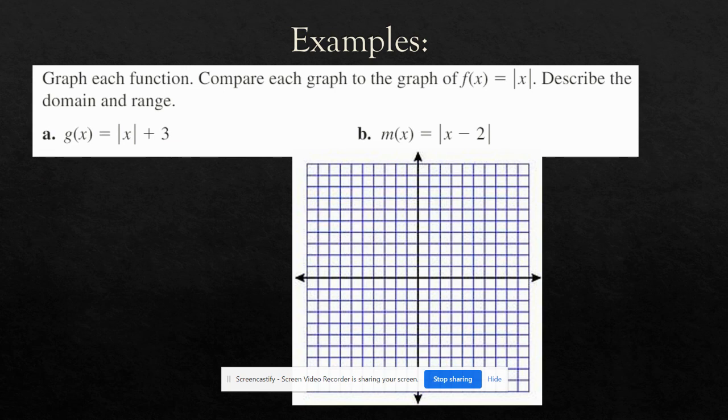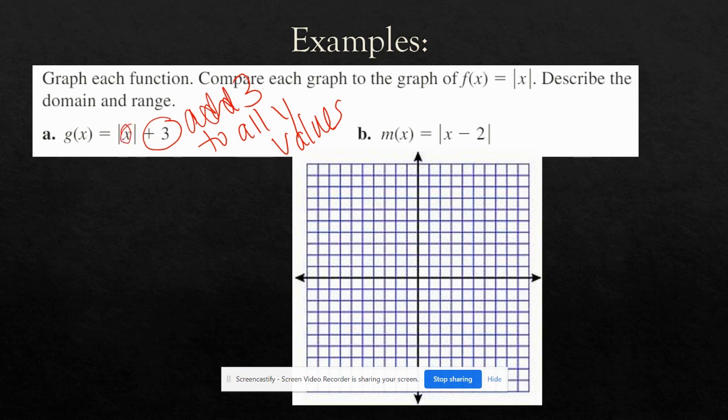So if we take a look at this very first example, the absolute value of x plus 3. This plus 3 means that we are going to add 3 to all y values. And we add them to y rather than x because that plus 3 is not directly touching x at all.